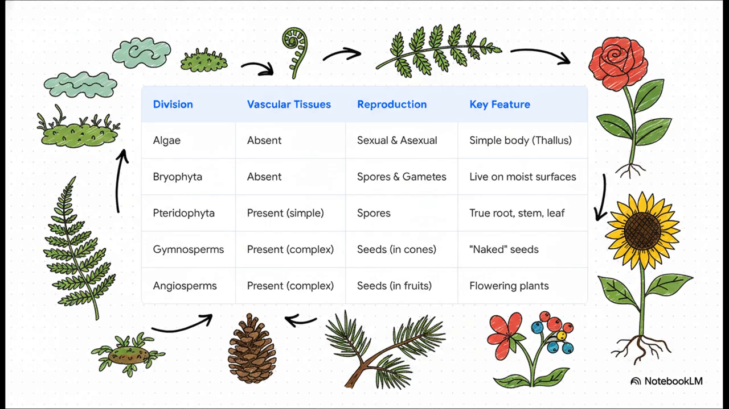Then you see that plumbing evolve in ferns, which was a huge step. And finally, you get the real game changers, the seed plants. First, the gymnosperms, which have naked seeds, usually in cones like a pine tree. And then the most advanced and common group today, the angiosperms. Those are all the flowering plants.